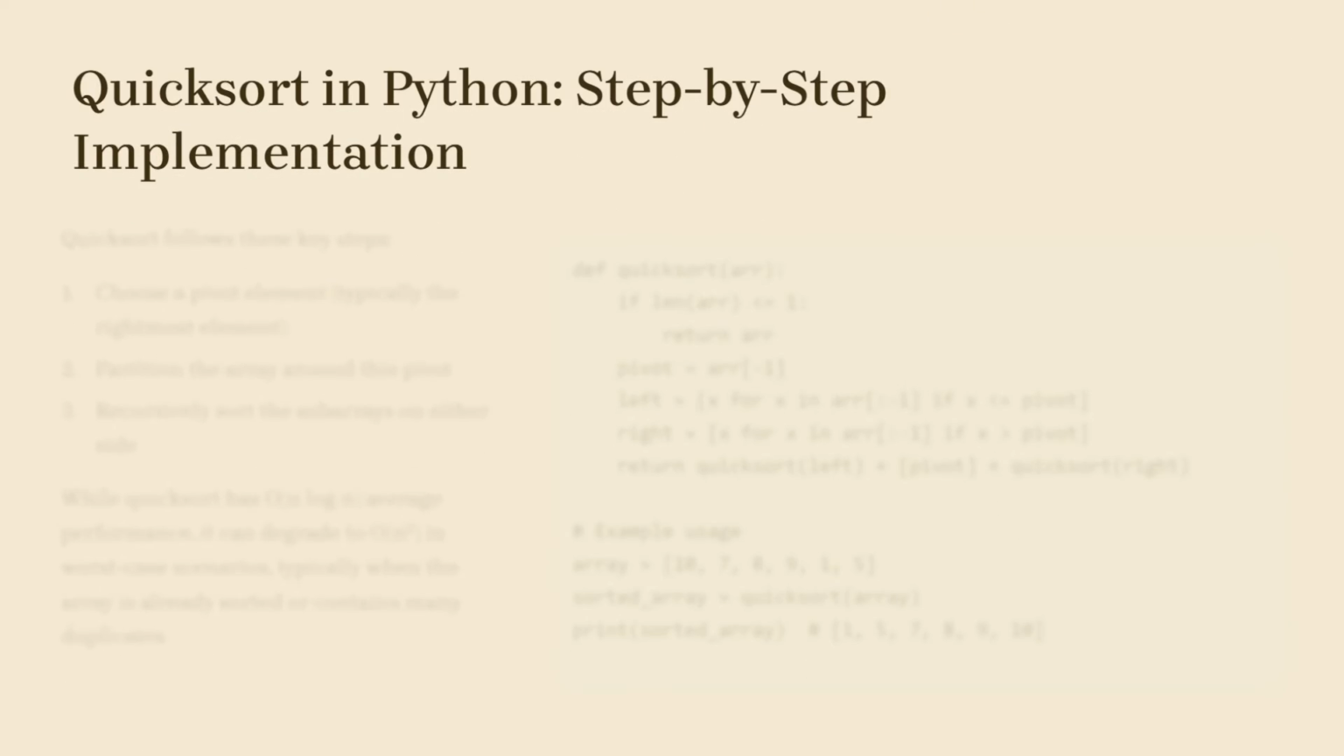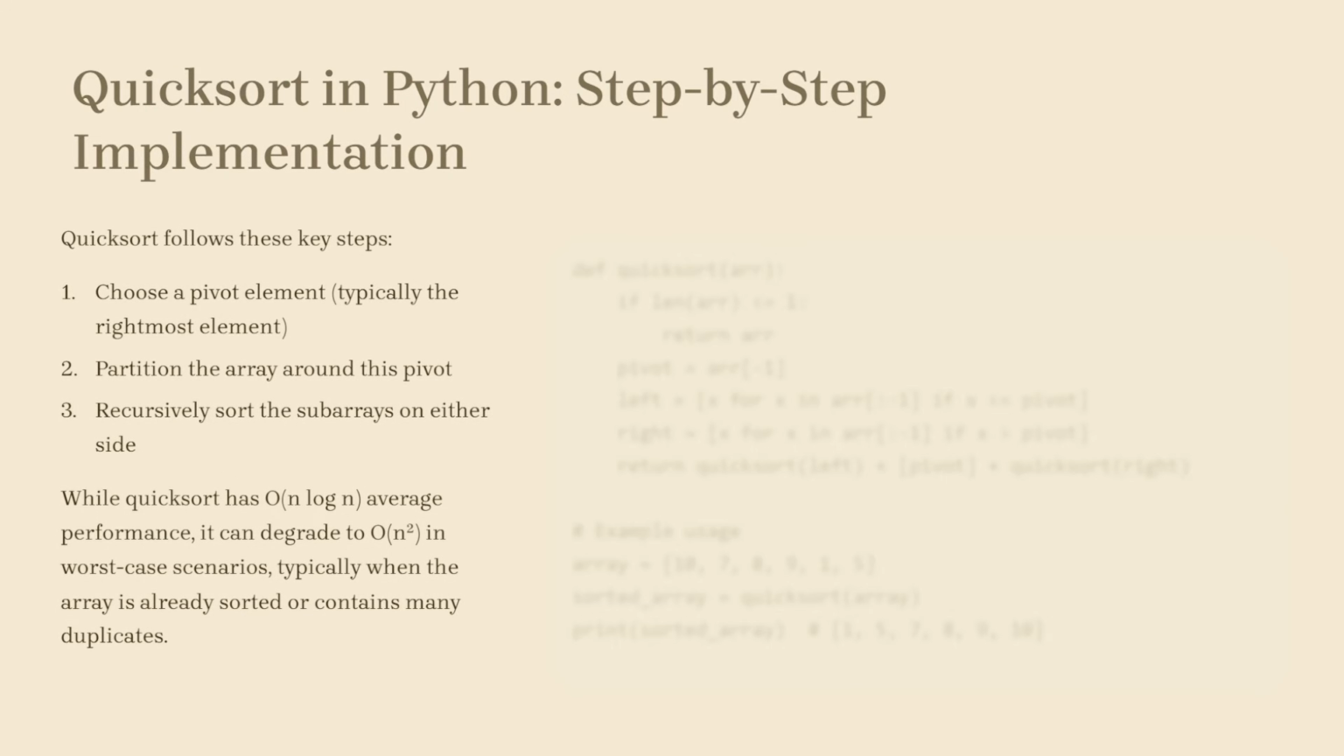So what is the quicksort in Python step-by-step implementation? Quicksort follows these key steps. One, choose a pivot element, which is typically the rightmost element, then partition the array around this pivot and recursively sort the subarrays on either side.